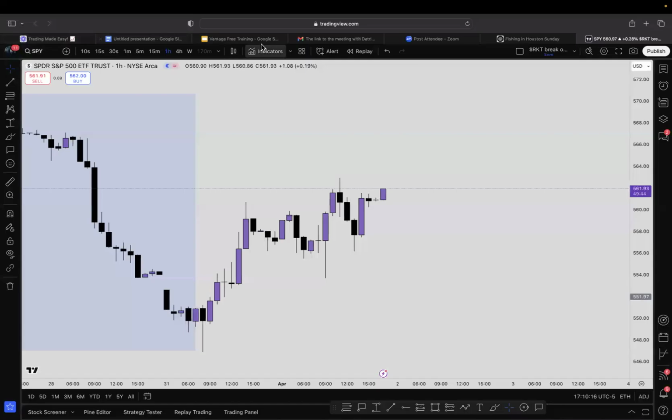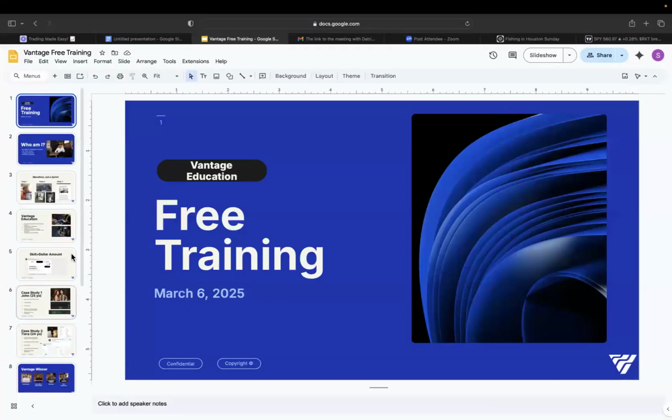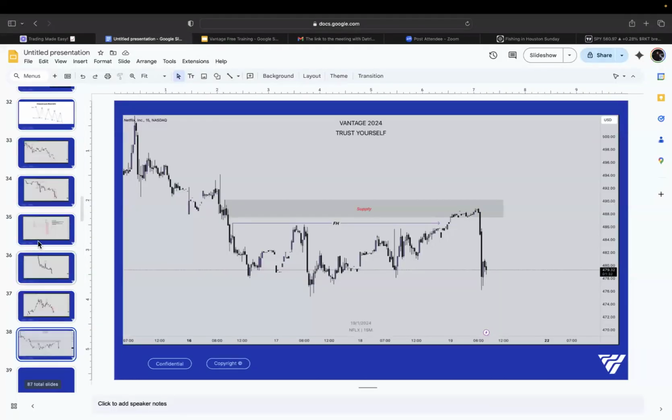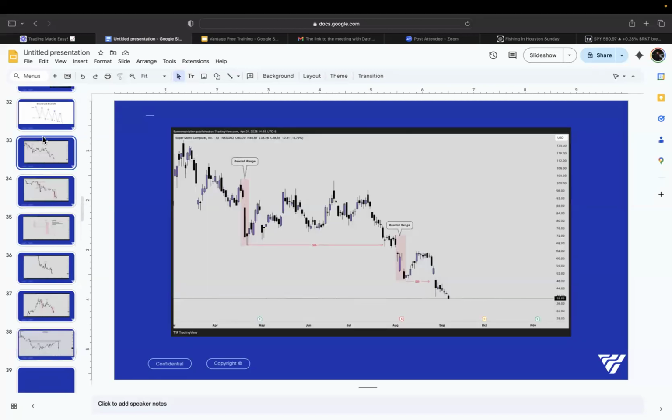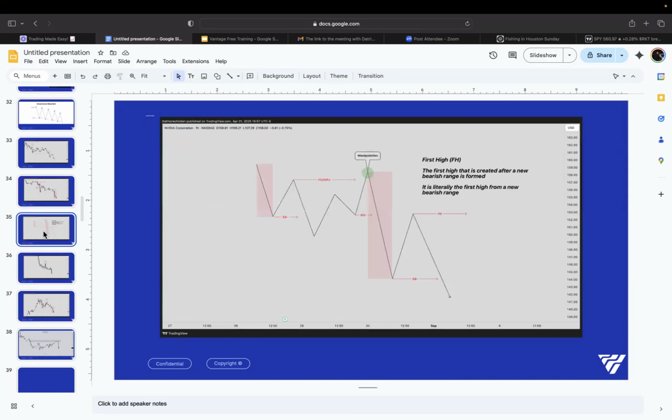Okay, so we also yesterday went over bearish structure, and with bearish structure, how we have first highs. So it's just the complete opposite of our first lows. So with this bearish range, first high gives the first high. It's literally the first high that forms in a bearish range.